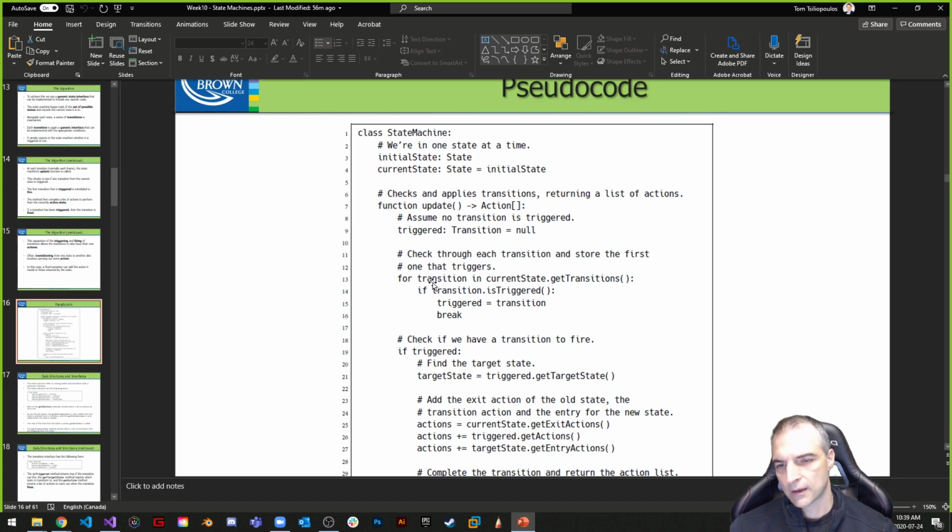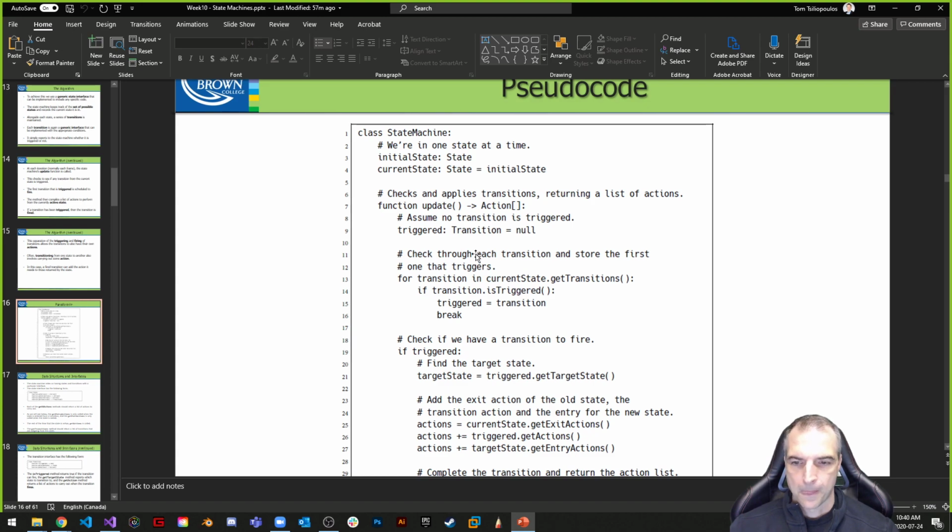And then for every transition in the current state, we want to get the transitions. So this is for every transition, all the possible transitions. If the transition is triggered, then triggered is equal to the transition that we're looking at. So triggered is the new state. Then we're going to break out of this for loop. We stop the for loop if we find a transition that's triggered.